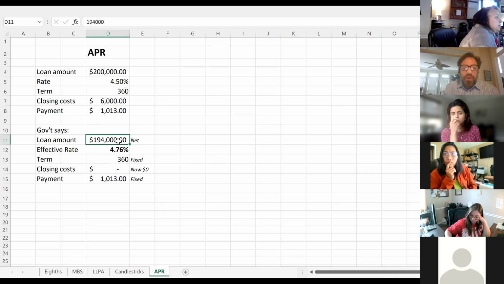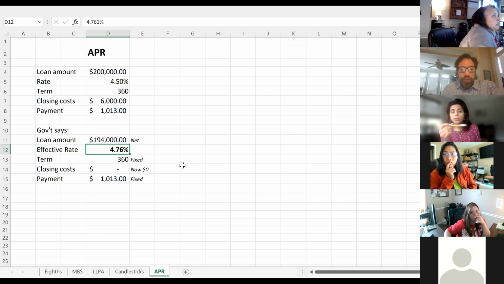So if the borrower gets 194,000 at the closing table, and we already know their payment is 1,013, we can do a backwards calculation and say, okay, well, the yield on that is really 4.76%. So that's really what you're charging them in effective yield. Does that make sense?